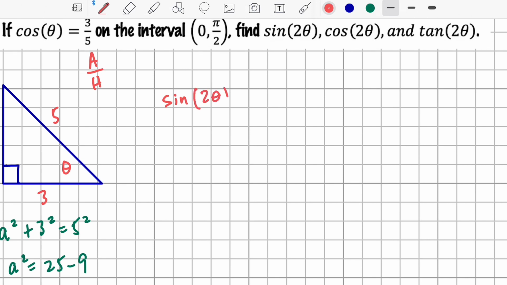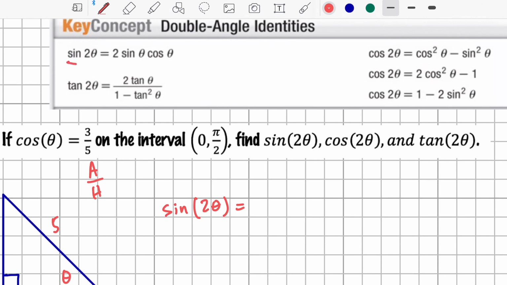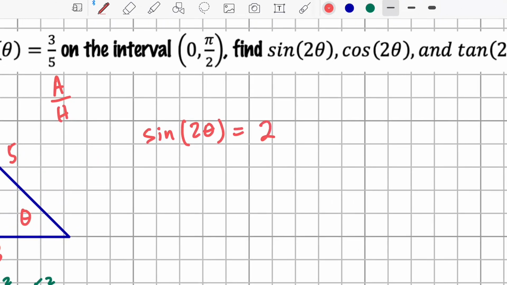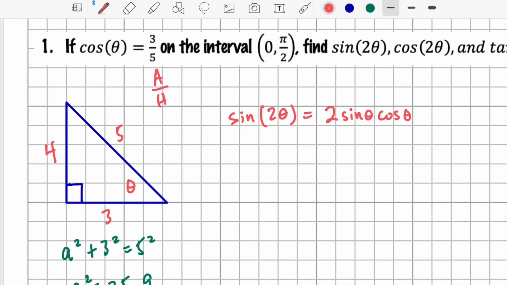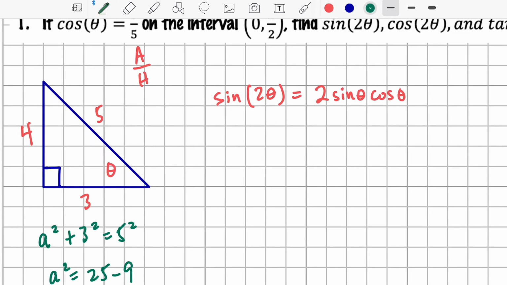We're going to write it up. Sine of 2 theta. And according to our identities, sine 2 theta is the same thing as 2 sine theta cosine theta. So now I will look at the triangle and I want to find sine of theta. Sine of theta is opposite over hypotenuse. So opposite 4 over hypotenuse 5. 4 over 5.